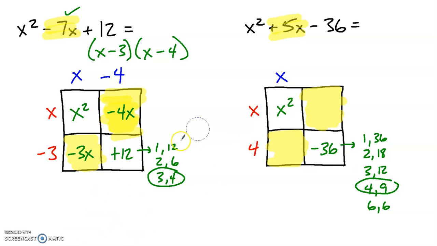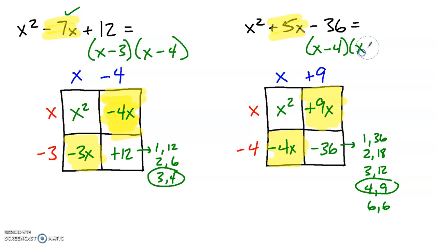4 and 9. This would make 4x here. 9 times x would make 9x. But I need to make sure one of those signs is negative. Which one needs to be negative? If I need a positive 5x, I better make it positive 9 and negative 4. So how about negative 4 here and positive 9 here? And it works. 9x minus 4x is 5x. So our factors are x minus 4 and x plus 9.